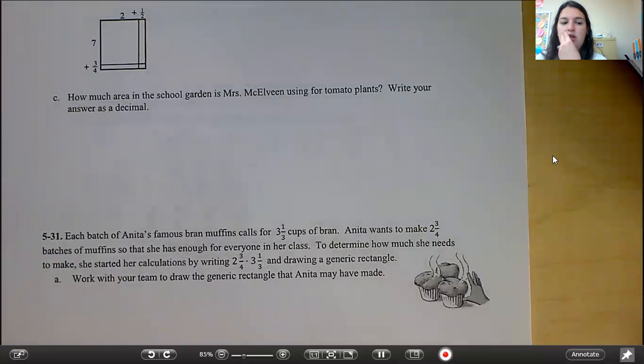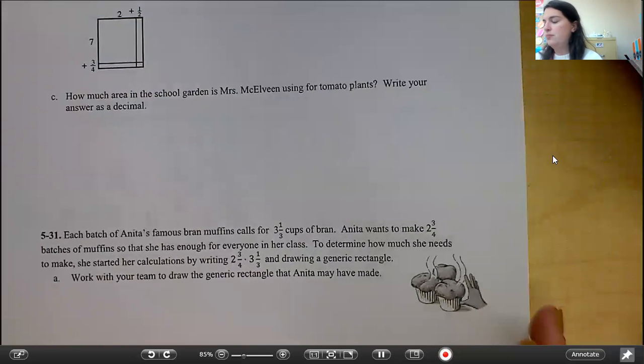531. Each batch of Anita's famous bran muffins calls for 3 1/3 cups of bran. Anita wants to make 2 3/4 batches of muffins so that she has enough for everyone in her class. To determine how much she needs to make, she started her calculations by writing 2 3/4 times 3 1/3 and drawing a generic rectangle. A. Work with your team and draw the generic rectangle that Anita may have made. Go ahead and pause the video and draw your generic rectangle.